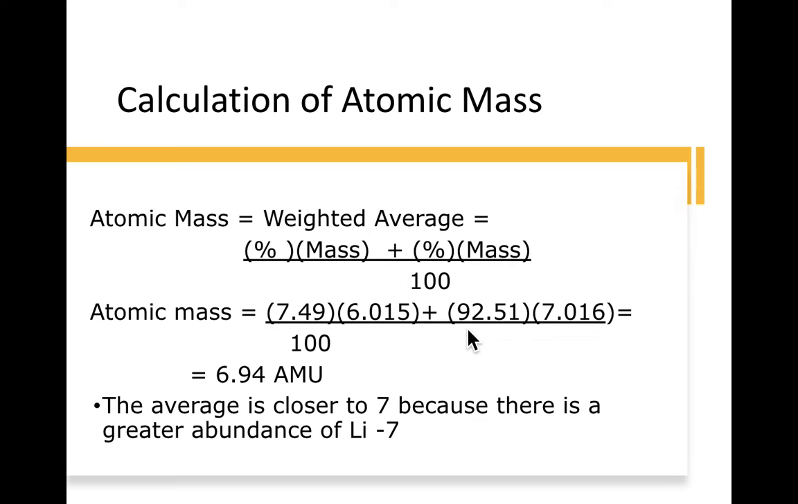Just like your average on those for your grade was closer to your test grade average because it's counted more, it's weighted more than the other averages. So you can always tell sort of which isotope might be more abundant based on what you're closer to.